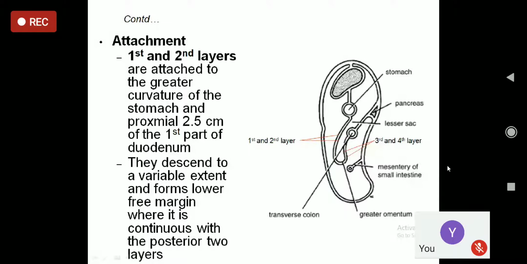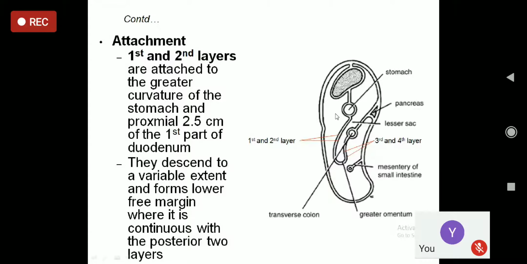Okay. The first and the second layers are attached to the greater curvature of the stomach. Here we can see the stomach. So first and second layers, they are attached on the greater curvature of the stomach, and the proximal 2.5 centimeter of the first part of the duodenum. In the class of the duodenum, we discussed the intraperitoneal part. So the initial 2.5 centimeter of the duodenum is intraperitoneal, whereas the remaining part is retroperitoneal. Okay, so the logic is here. So the initial 2.5 centimeter of the first part of the duodenum is also intraperitoneal.